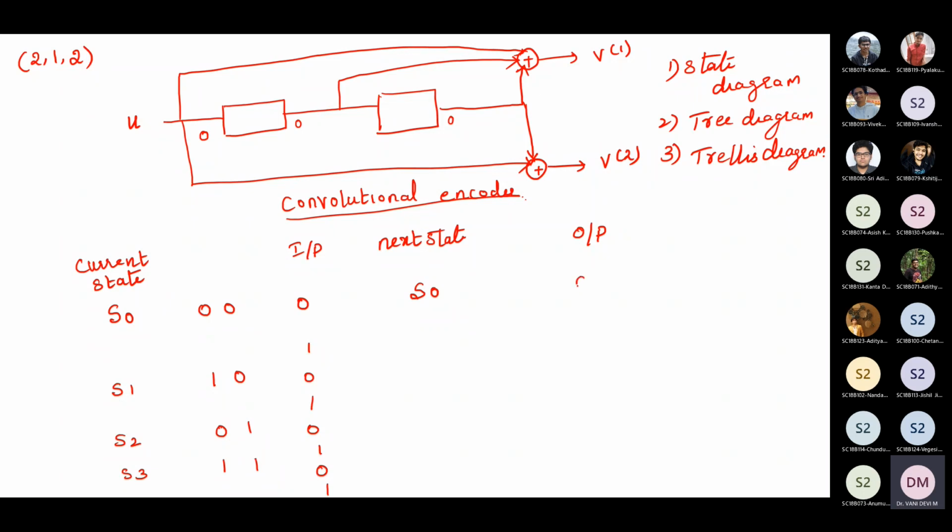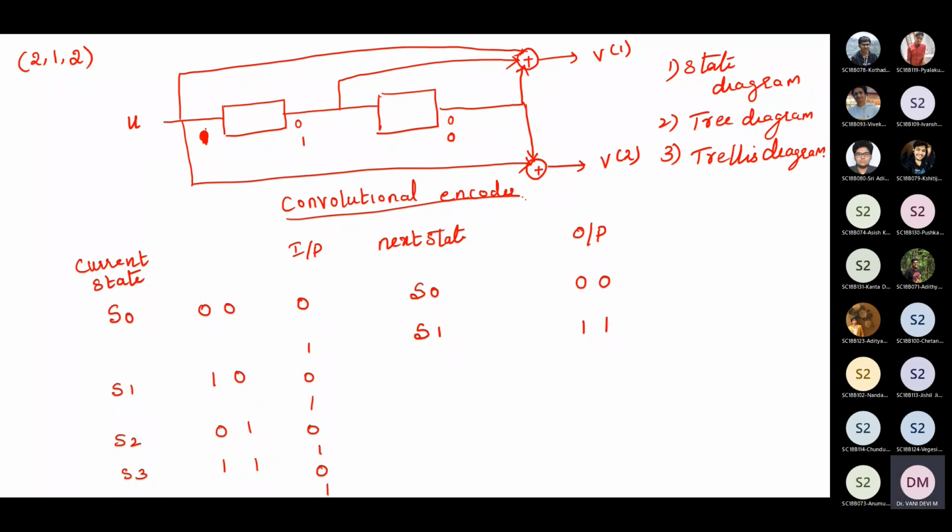So the corresponding output, if you see, for this one is 0, 0. V of 1 will be 0 because all the elements are 0. Modulo added together, it will be 0. Here it is 0 plus 0, you will be getting 0, 0. Next one, if I give an input 1, when I give a clock pulse, the next state will be 1, 0. So 1, 0 is what? S1 state. So when I give input 1, the next state will be S1. The corresponding output will be what? Here it is 1, 0, so here you will be getting the output as 1, 1.